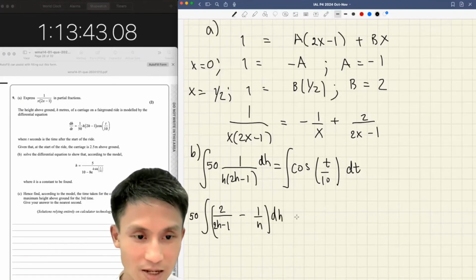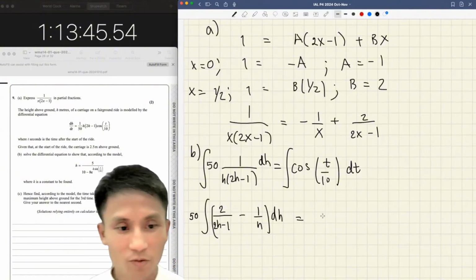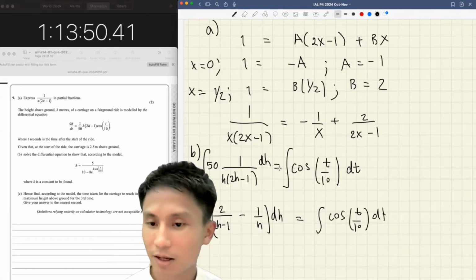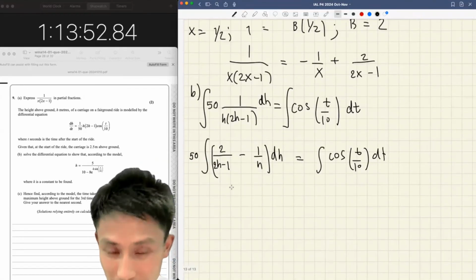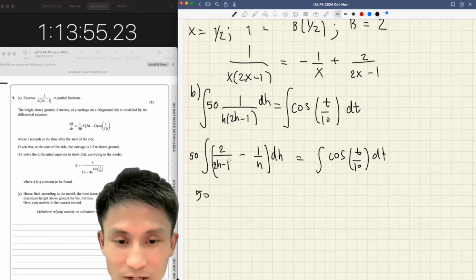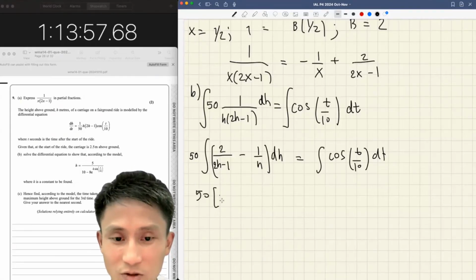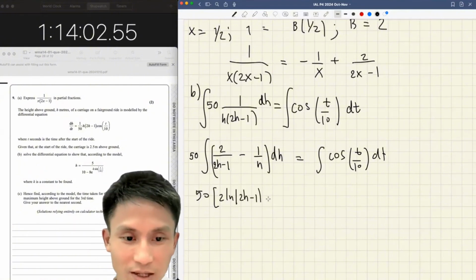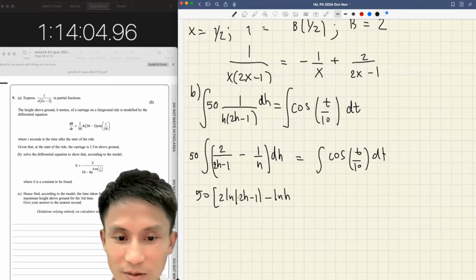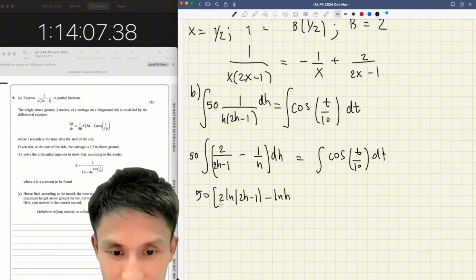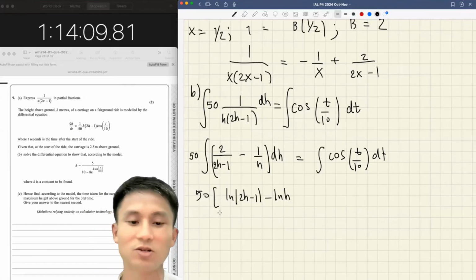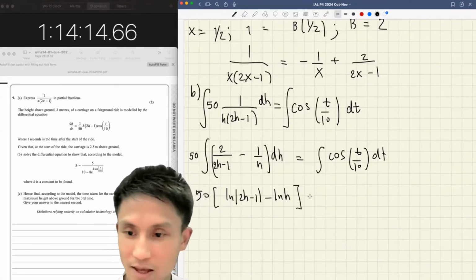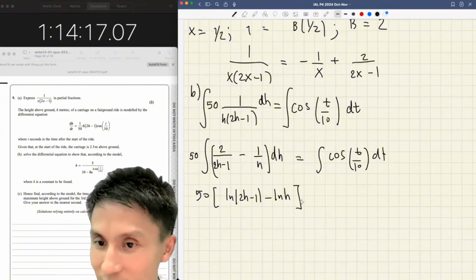Integrating that with respect to dh, and on this side, okay, just write down first. Then integrating both sides, so we have 50. This is going to be 2 ln of 2h minus 1, and minus ln h. But don't forget, we have a reverse chain rule here, so we have to cancel the 2 out, so I don't have any 2 there because it's going to be divided by 2. And then we have some bounds.